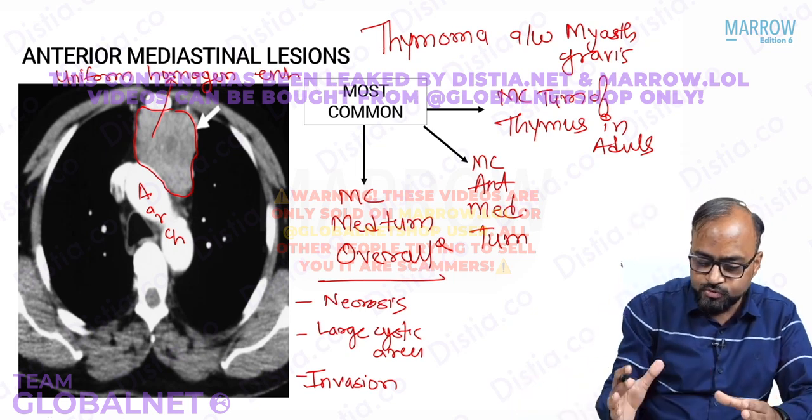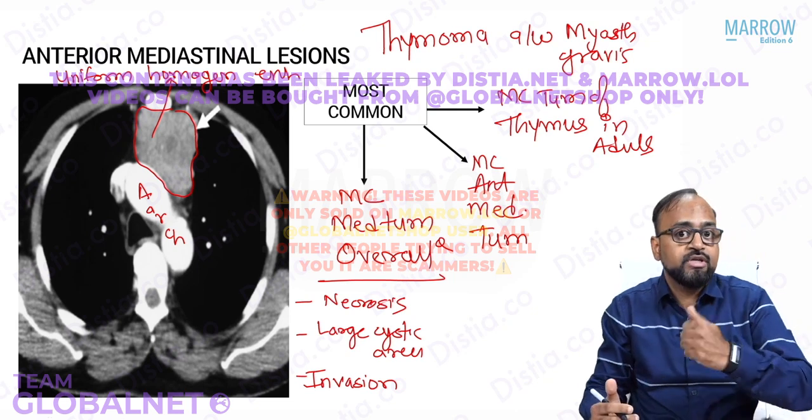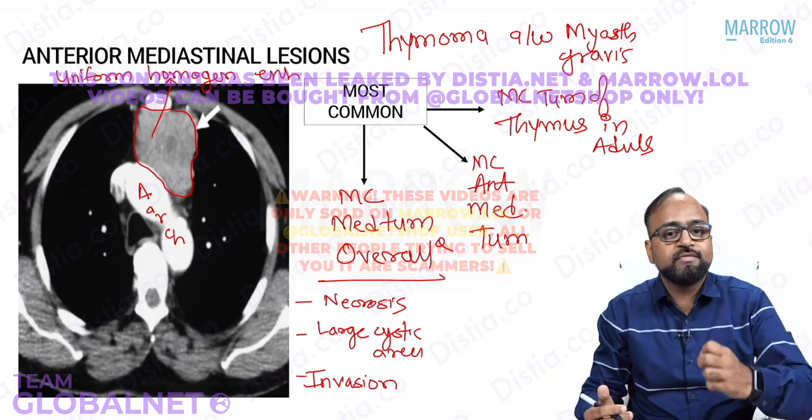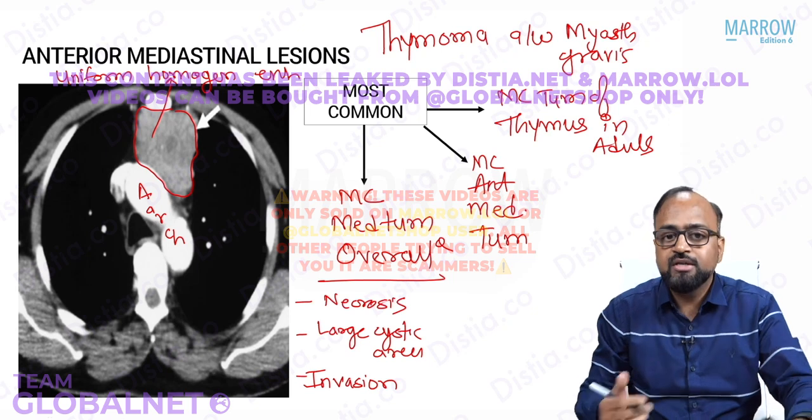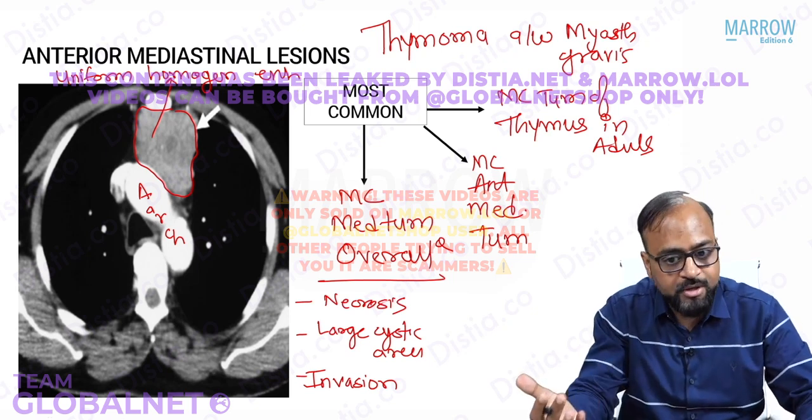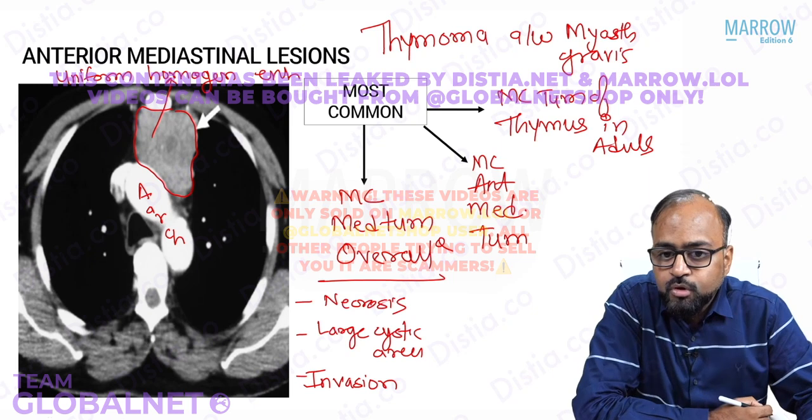So thymoma usually presents with uniform homogeneous enhancement, but if you see necrotic areas, if you see cystic areas, if you see evidence of invasion into the adjacent structures, then it becomes a thymus carcinoma or thymic carcinoma, right? So this is what you need to know about thymoma.